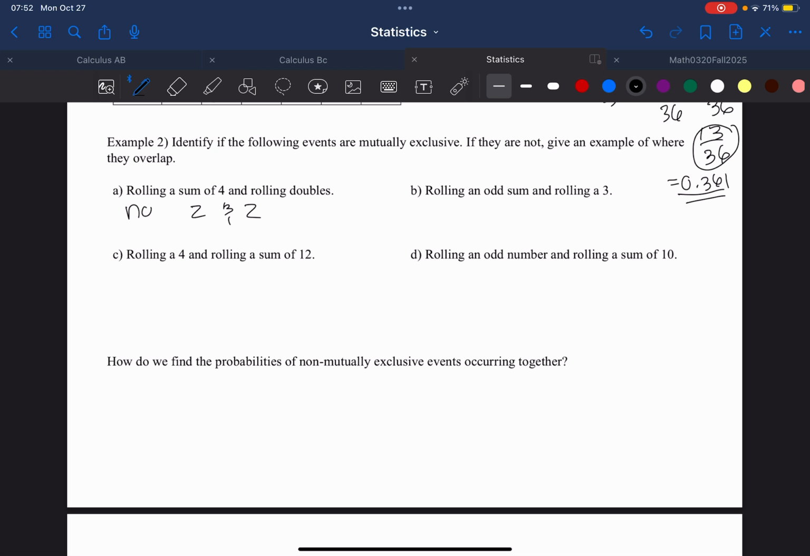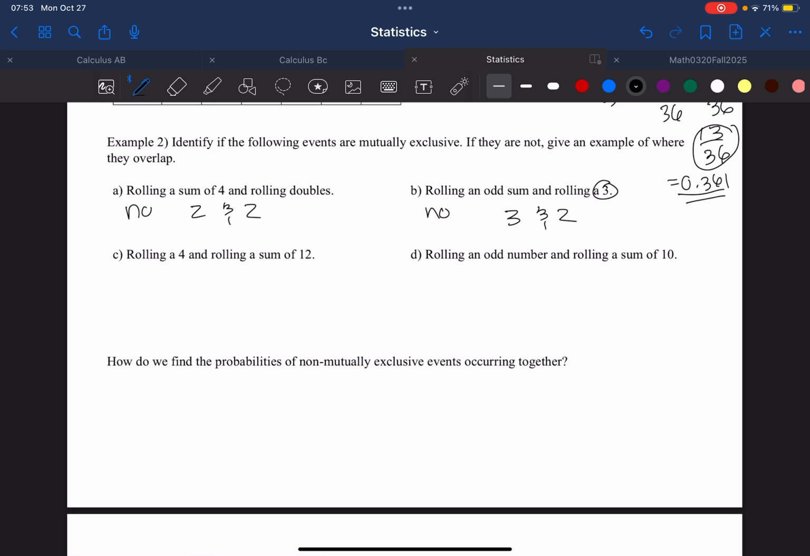Part B says rolling an odd sum and rolling a 3. Not mutually exclusive. Why? Well, rolling an odd sum means we have the possibility of rolling a 3 to be included in that sum because 3 is odd. For example, we could roll a 3 and a 2. A 3 and a 2 gives us 5. That's an odd sum. 5 is odd. But when we rolled a 3 to get our 5, they overlapped, so it's not mutually exclusive.